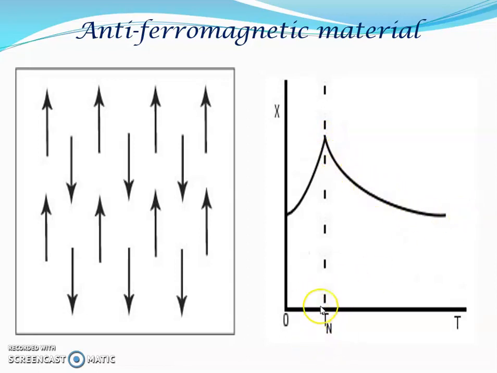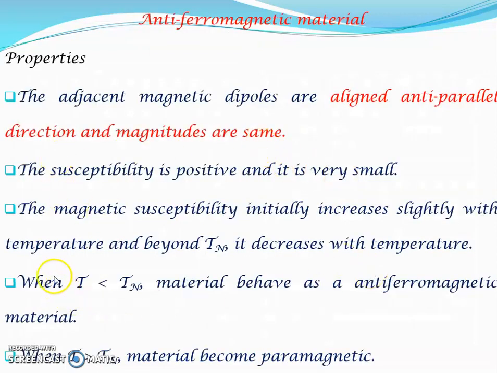So Néel temperature is the temperature at which the susceptibility is maximum in the case of antiferromagnetic material. Below Néel temperature, susceptibility increases and above Néel temperature, susceptibility decreases. So when T is lesser than Tn, that is this portion, we call it antiferromagnetic material. When T becomes greater than Tn, this portion, the material becomes paramagnetic material. So these are the properties of antiferromagnetic material.